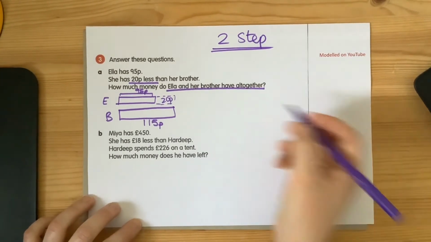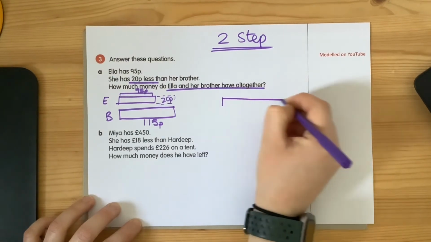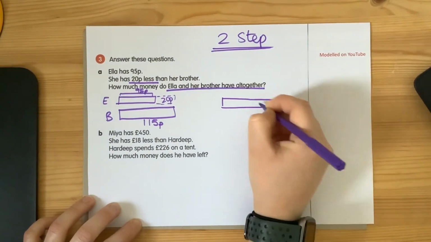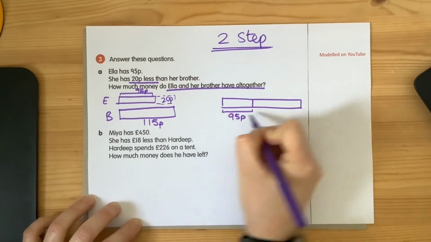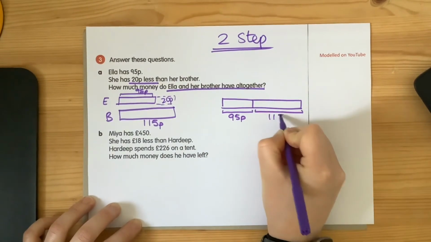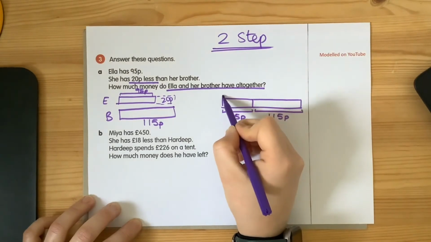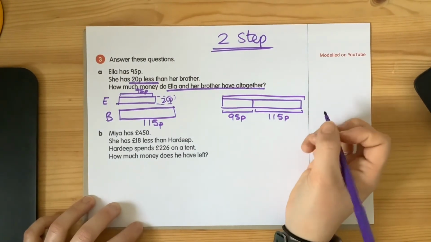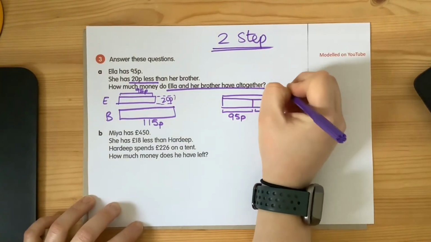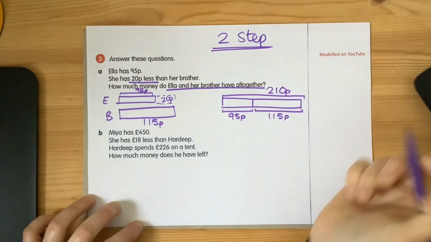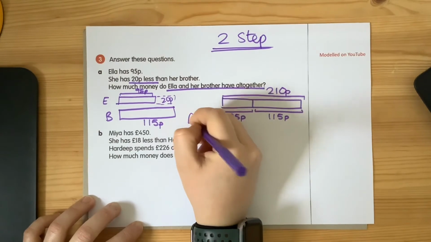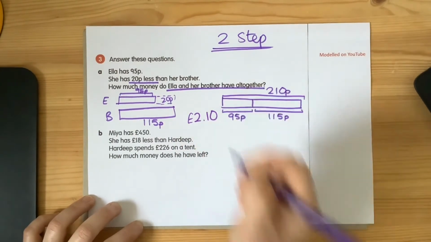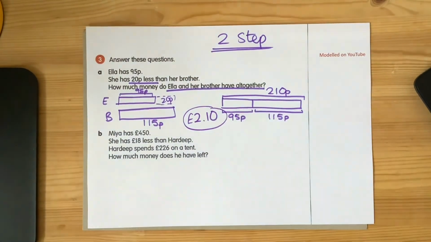Well, how much have they got all together? Well, then I add Ella and her brother's amounts together. So I add her 95p to his 115. And that gives me in total 210. Now, what's really cool is if you converted that and you said that they actually had £2.10 all together. So well done if you got that one right.